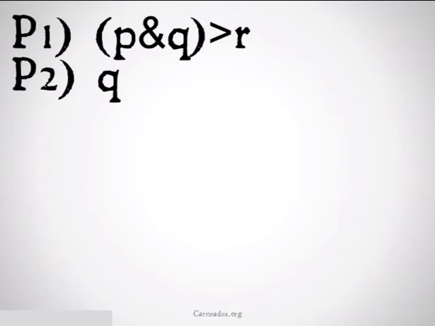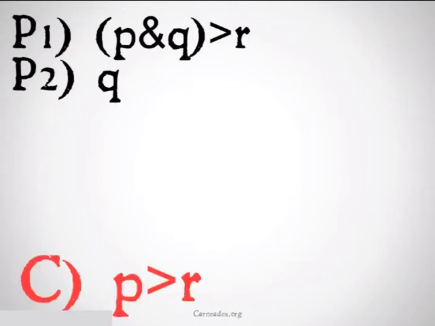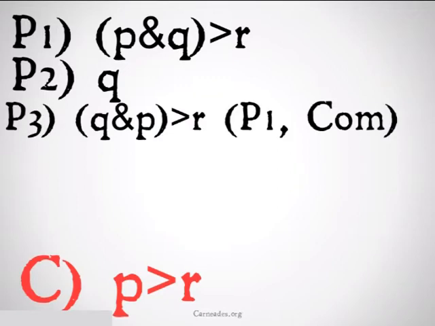So, the first problem is premise one, P and Q implies R. Premise two, Q. Therefore, P implies R. This problem is pretty simple once you notice that premise one is just a perfect example of the rule of exportation that we learned about earlier. So, first we'll have to switch around our P and our Q to do the exportation. We'll do premise one, commutativity.